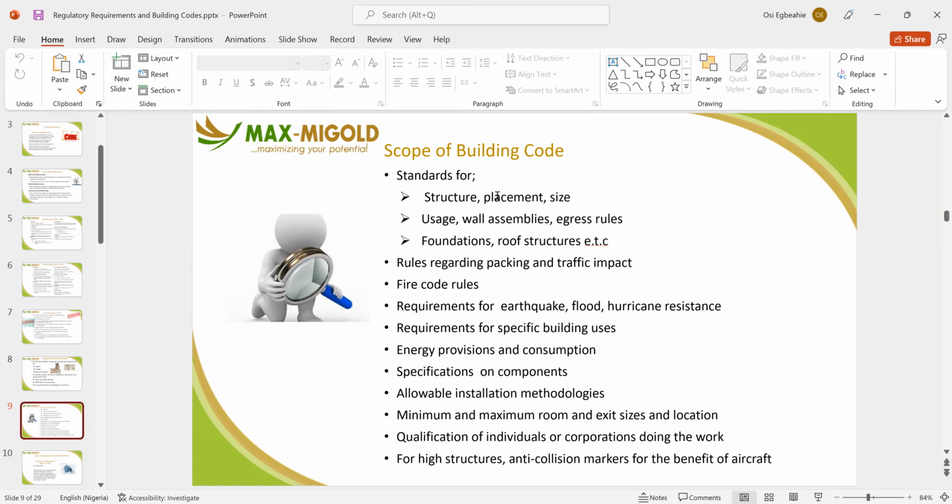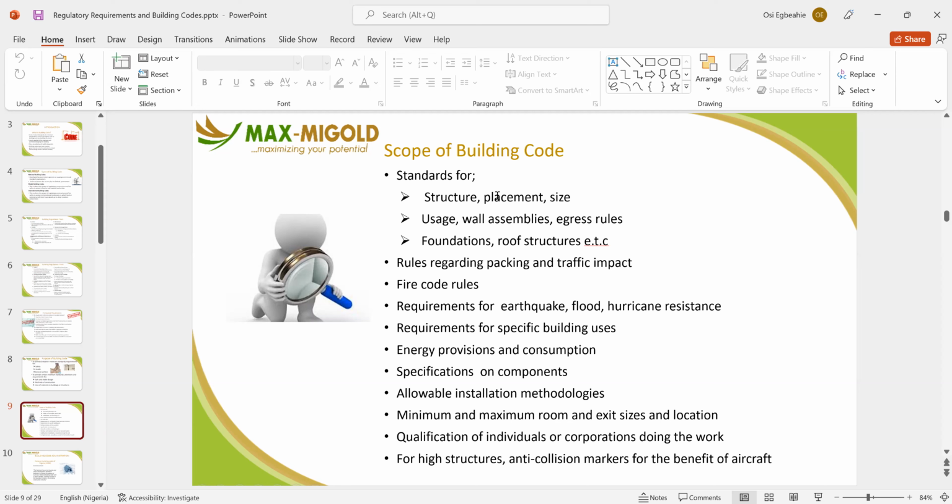The scope for standards, at least for structures, is to ensure that the building is well positioned, and then look at the placement of the building to ensure that it is properly placed, observing the adequate setbacks from both the fence and the roadside and the road area, to ensure that your building is compliant with the required master plans of the state or the region. Usage and wall assembly.